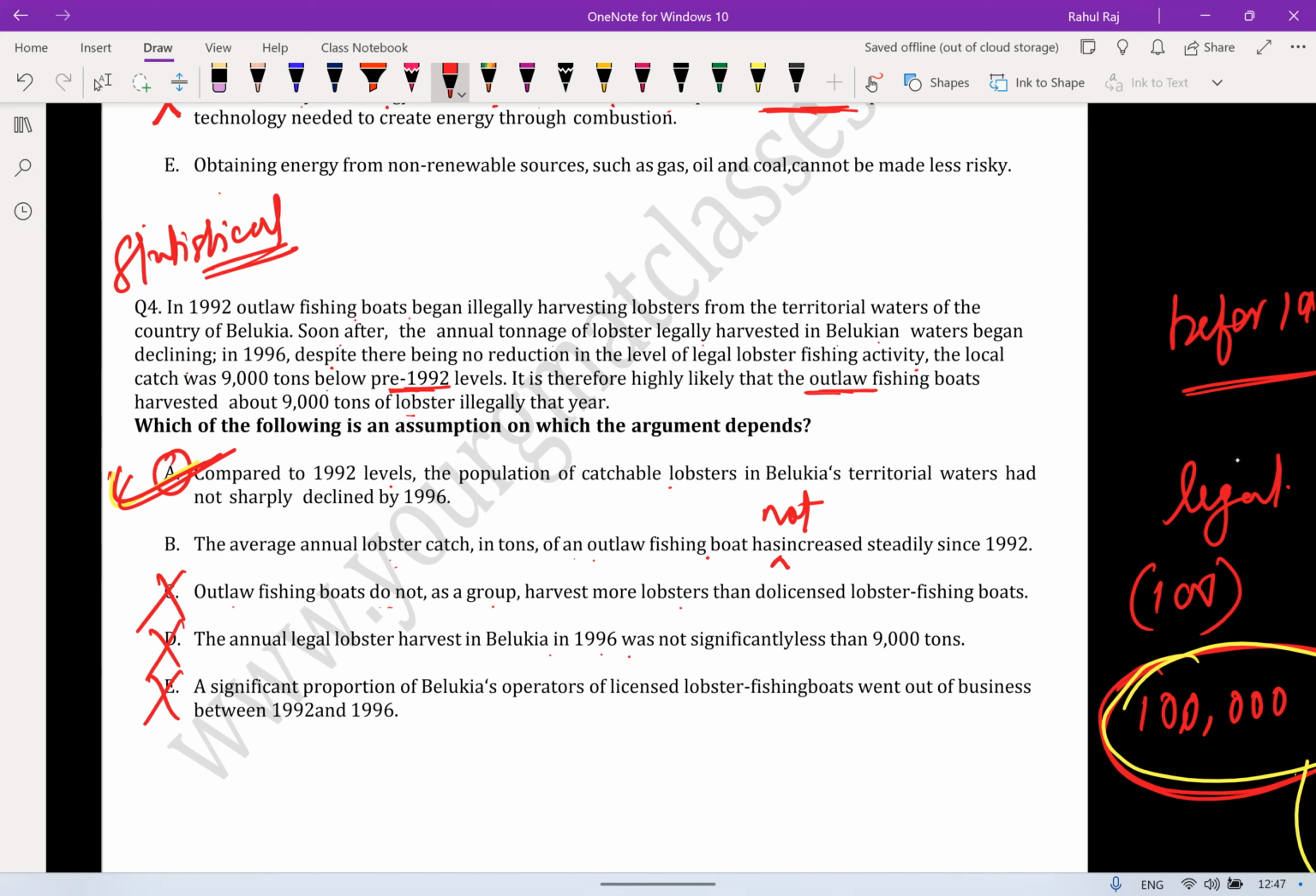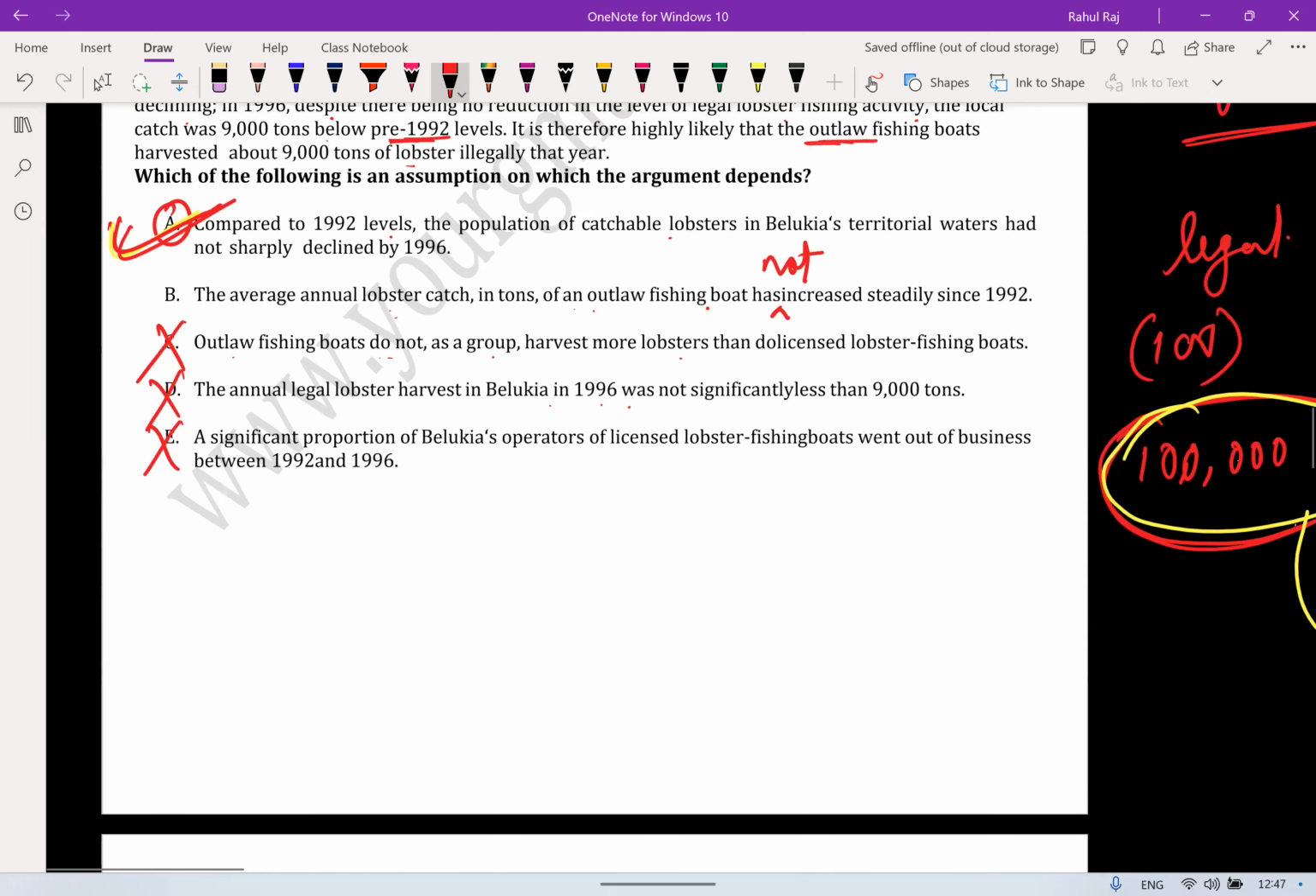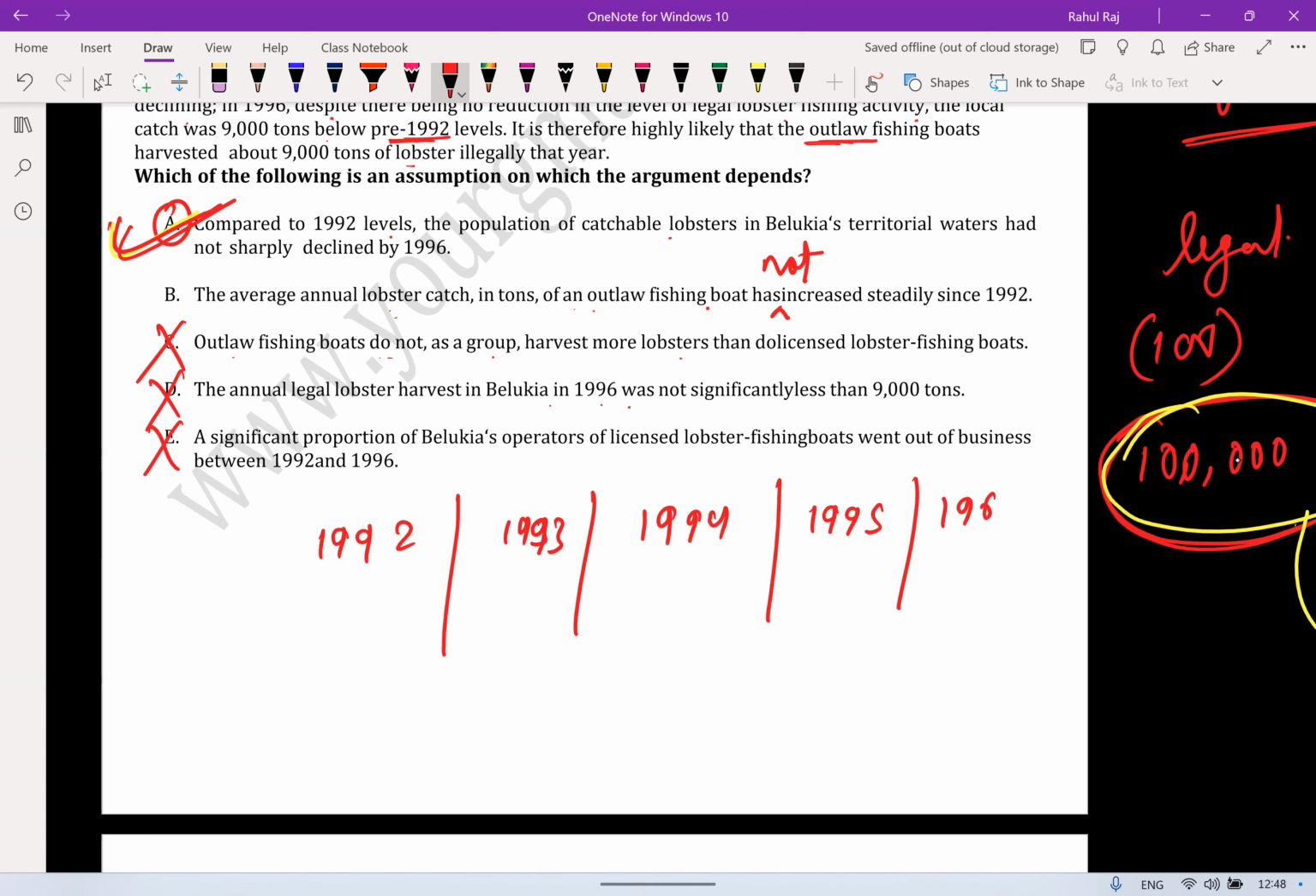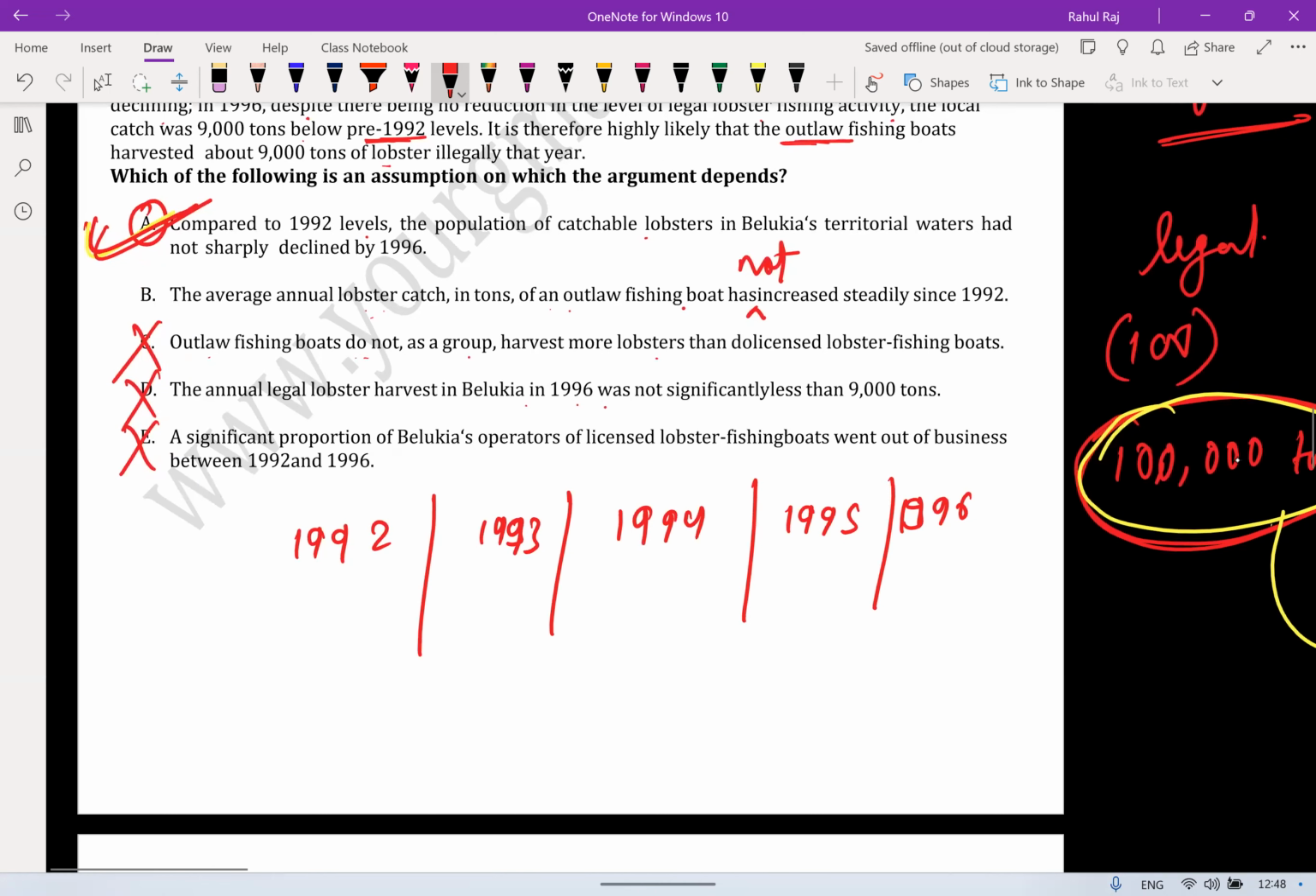Okay. So it says the average annual lobster catch of illegal boats has not increased steadily since 1992. Imagine this is 1992, this is 1993, this is 1994, this is 1995, this is 1996. So they say the average annual lobster catch of illegal boats has not increased steadily. Steadily means what? You don't know. Steady is again a non-quantifiable word. It has not increased steadily, it means it might have increased.